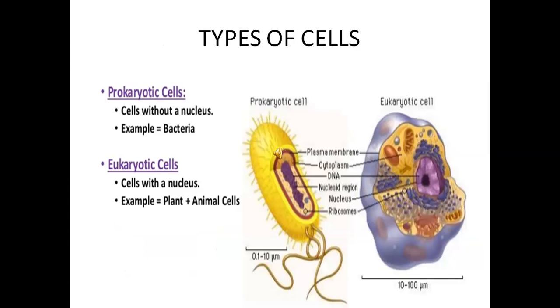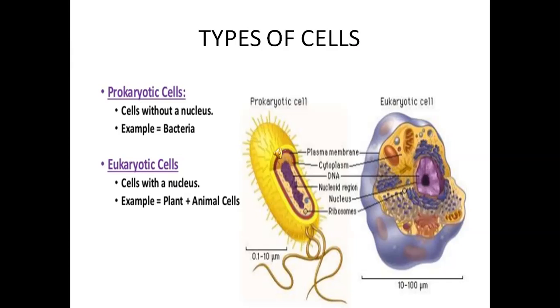Types of cell. Generally, cells are classified into two types. First one is the prokaryotic cell. Second one, the eukaryotic cell. Prokaryotic cells have no true nucleus and no nuclear membrane. Eukaryotic cells have a true nucleus consisting of a nuclear membrane, whereas prokaryotic cells are without a nucleus.